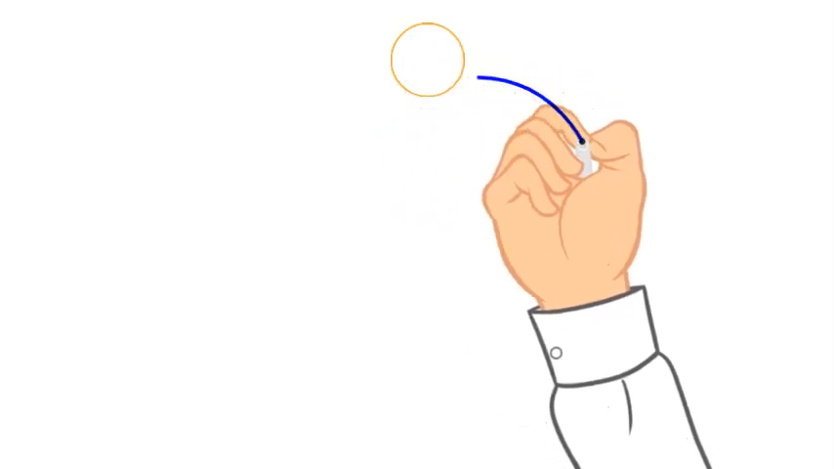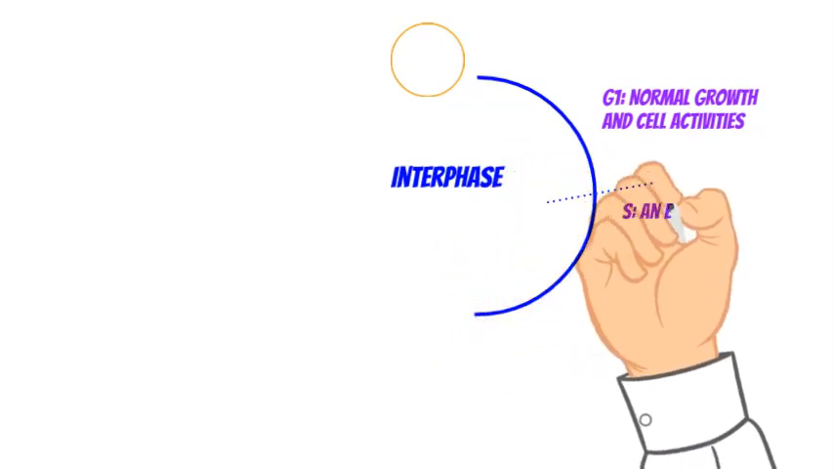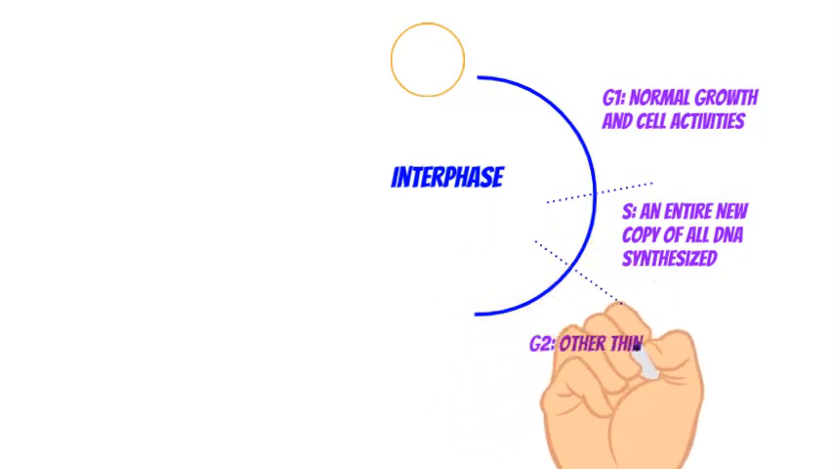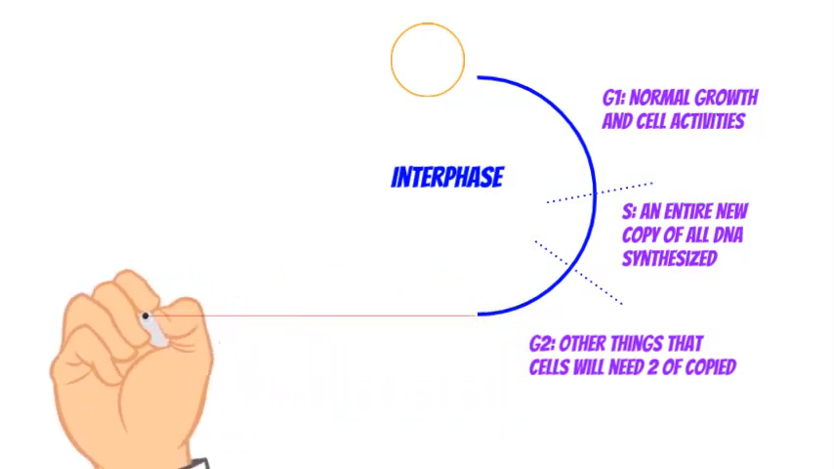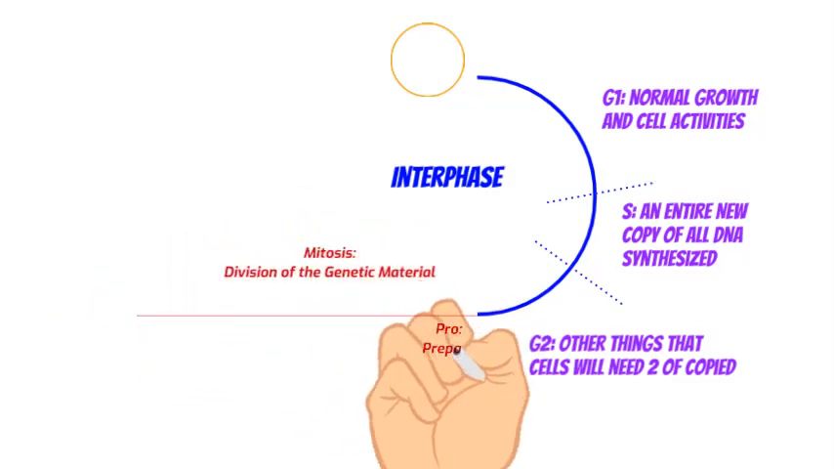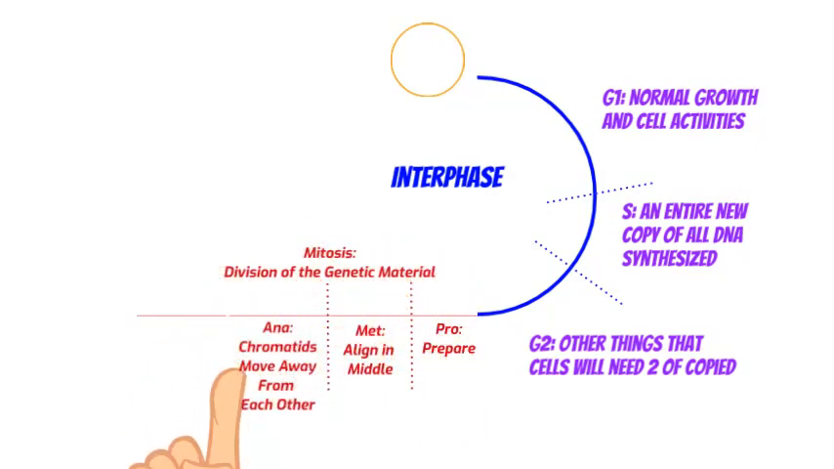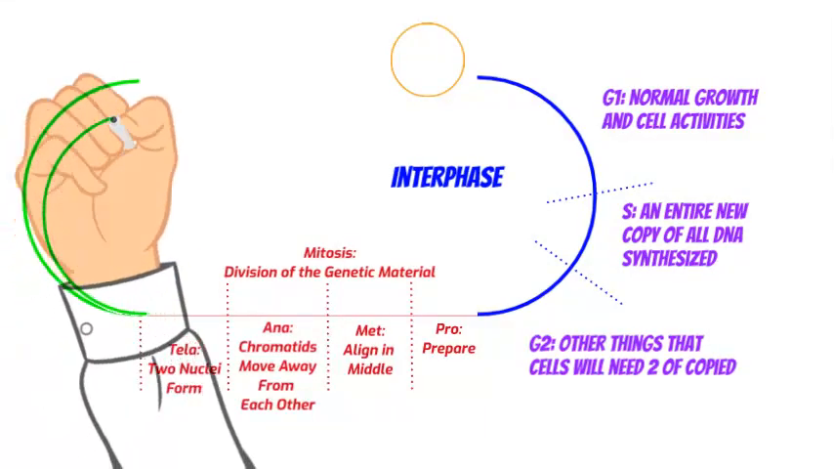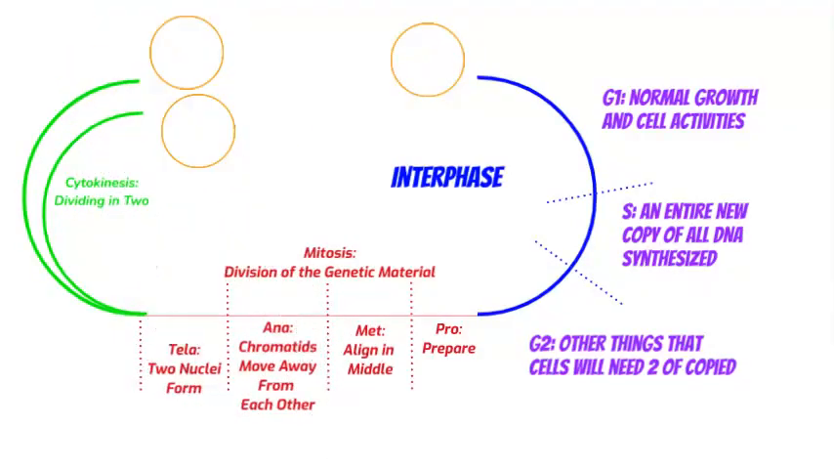When a cell is first formed, it goes into a phase called interphase. Interphase has three parts. The longest one is G1, where there is normal growth and cell activities. If the cell decides to divide, it goes into S and makes an entirely new copy of all its DNA. From there, it goes to G2 and makes a copy of everything else that will be needed when one cell becomes two. From interphase, the cell goes to mitosis, which is the division of the genetic material. This is divided into prophase, metaphase, anaphase, and telophase, and followed by cytokinesis when the cell divides in two.